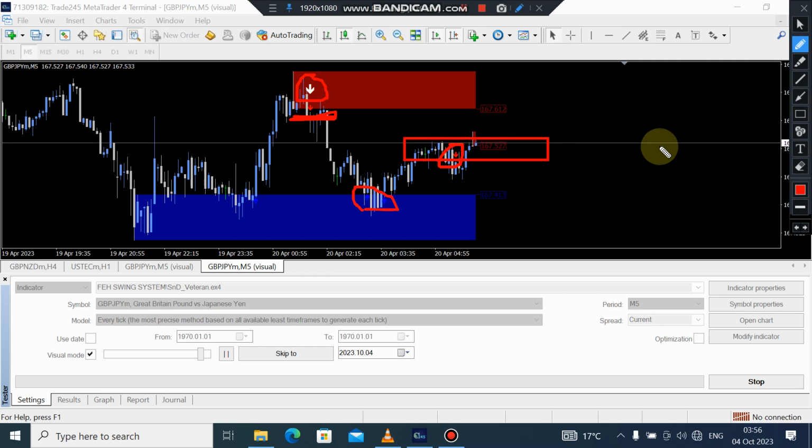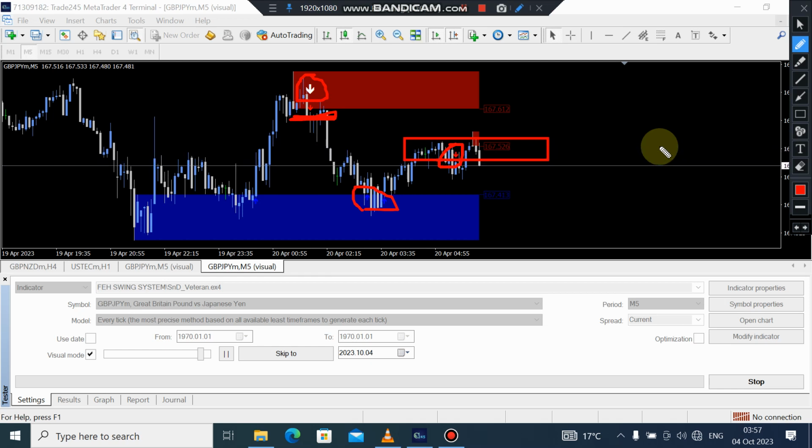Can you see? Okay, the arrow is there. Let us see what's going to happen. As you can see, the zone is still holding.